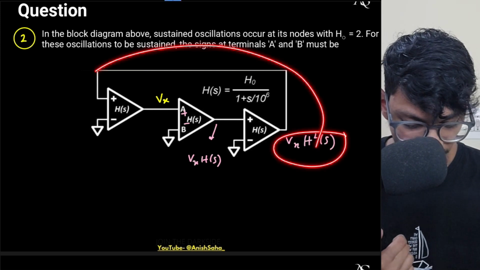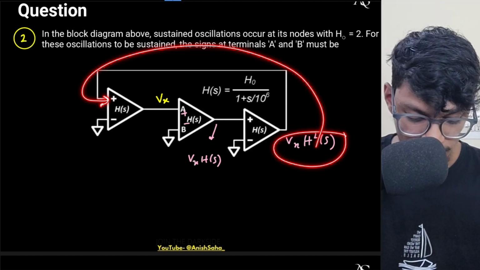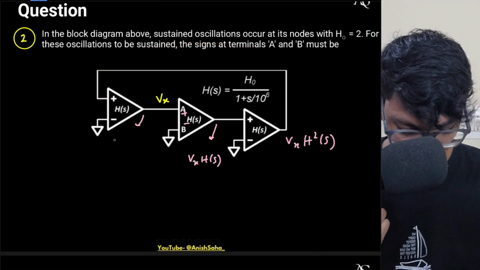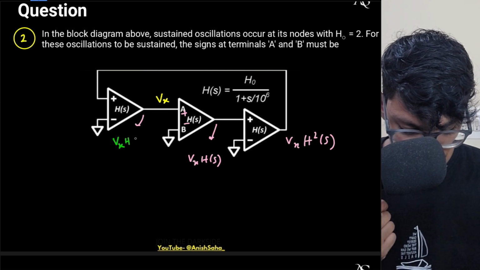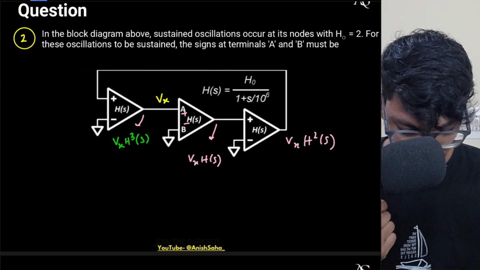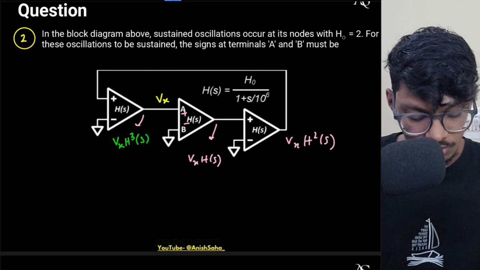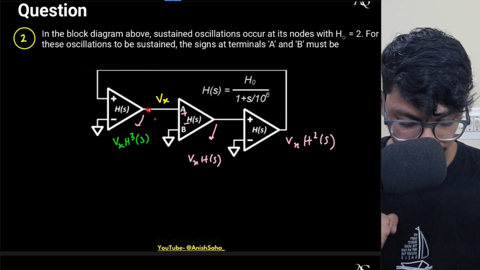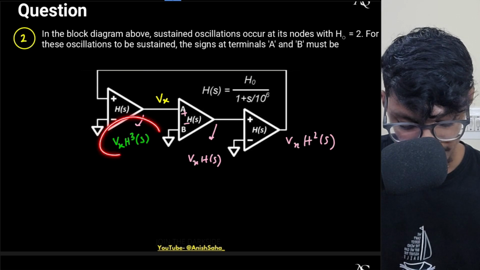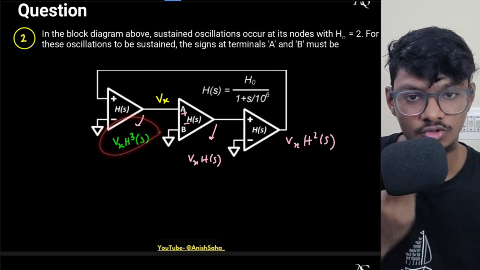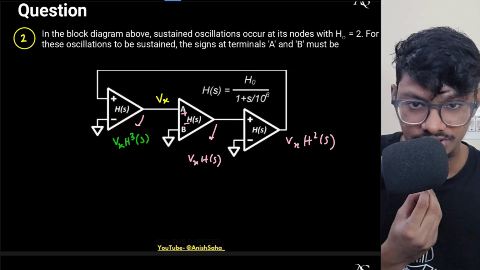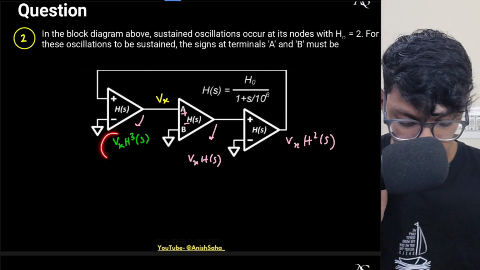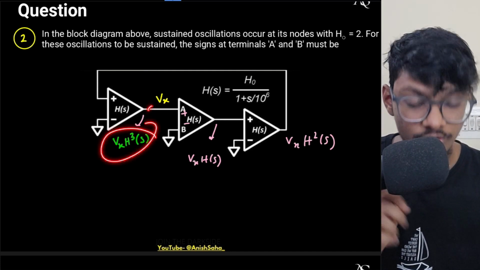Now this is fed into the input of the third op amp. So again it will be multiplied by another H. So this will become Vx into H cube of S. Okay. So initially I gave some Vx, and this particular op amp is telling me that I should get Vx into H cube of S. For sustained oscillation, if I give some small input, it should keep that input, right? So this output should also be equal to Vx.